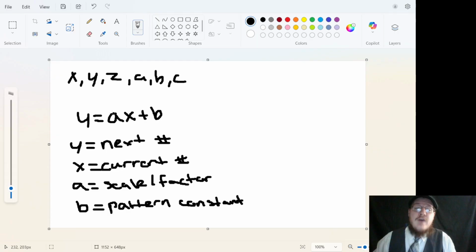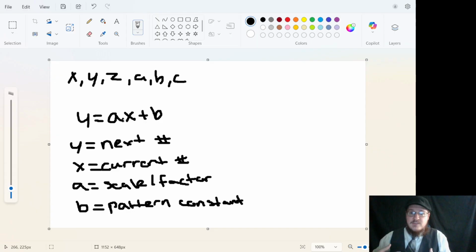Now, in order to find the different values here, particularly A and B, because X and Y are given to us by the pattern we are looking at. Okay? X and Y are given to us by our pattern. We need to find what A and B are, and the way we do that is by using two different pairings of numbers. Okay? We start off by pairing the first value and the second value of the pattern together, plugging them into our values here for X and Y, and then we solve for A to create its own little separate equation.